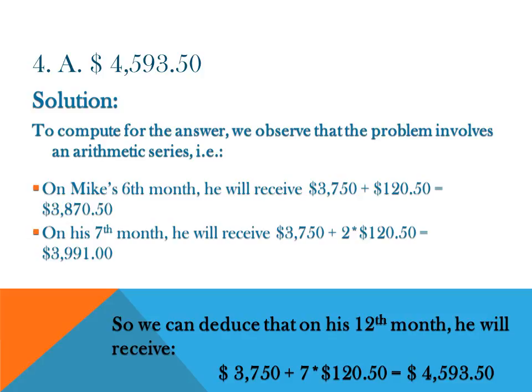So we can deduce that on his 12th month, he will receive $3,750 plus 7 times his $120.5 raise, which will equal $4,593.5.